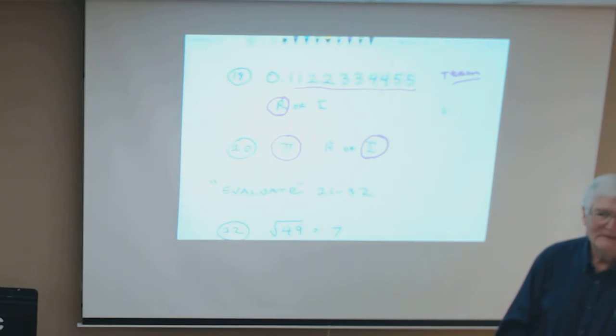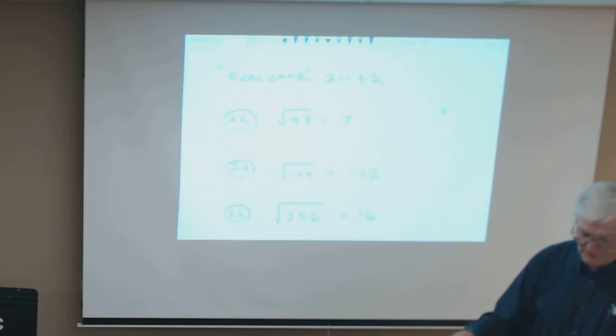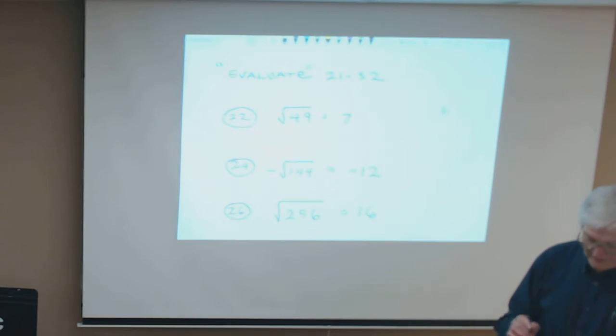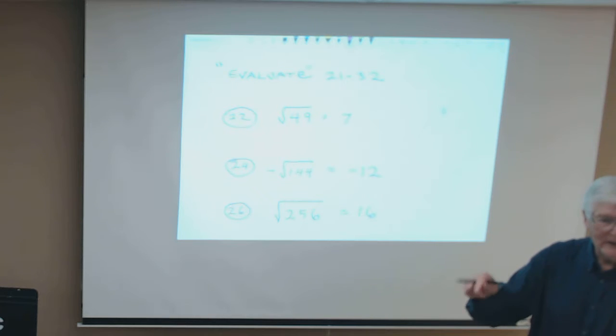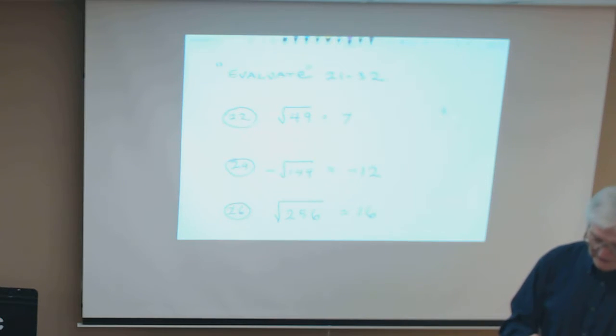Any questions? Are we having fun yet? Questions 21 through 32. Evaluate. How do you evaluate 49 with a square root sign? How do you evaluate radical 49? You put 49 in your calculator, hit the square root sign, and you get 7. How do you evaluate negative radical 144? You put 144 in your calculator, hit the square root sign, and you get 12, but since there's a negative there, it's a negative 12. Everybody follow that?